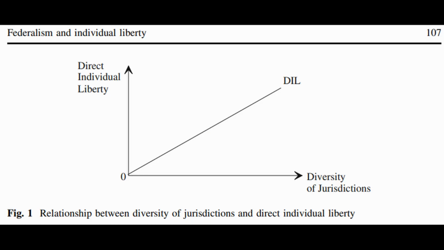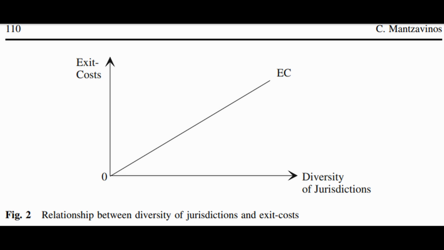Now, Mátsuvinos describes very well through graphs how liberty works within a government. The greater the number of districts of jurisdiction, the greater the direct individual freedom. And also, the greater both of these are, the higher the exit cost is. So in America, there are already various levels of jurisdiction, so the exit cost for the Confederacy was going to be very high, whether there was a fight or not, to be honest.